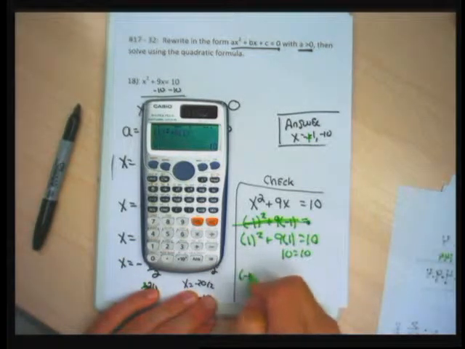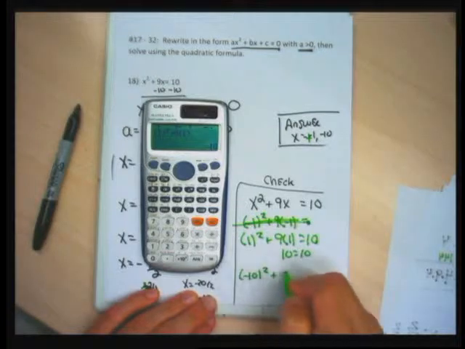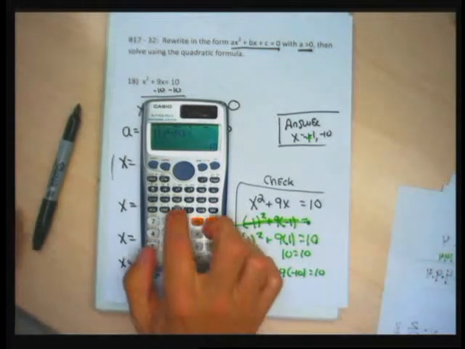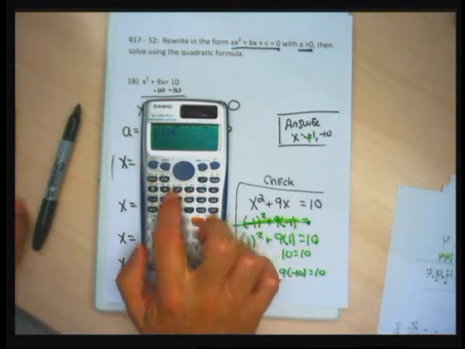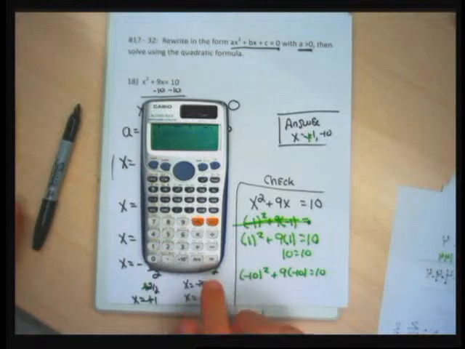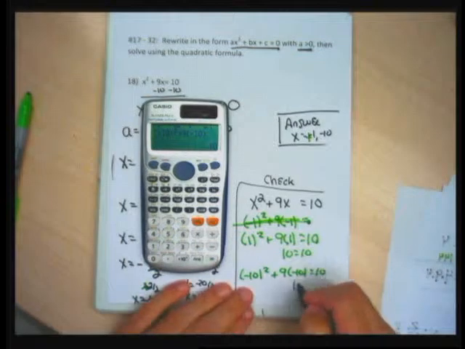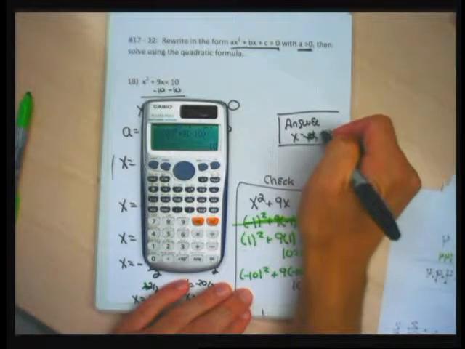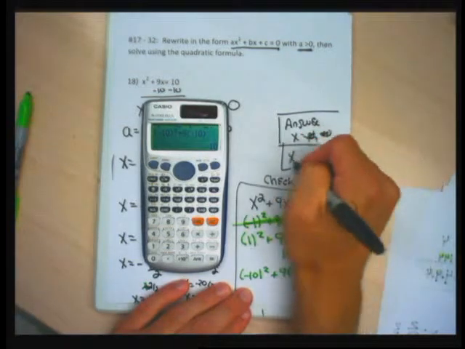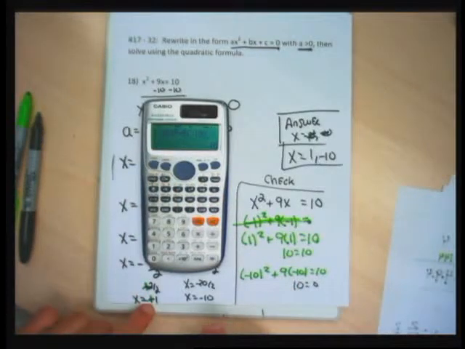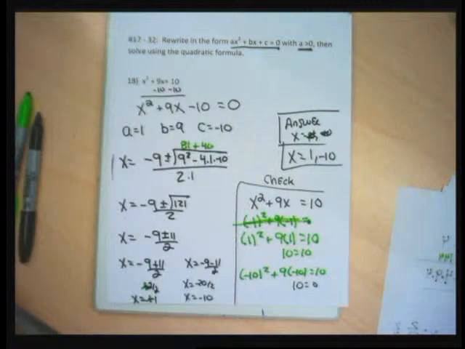Now let me check negative 10. I'll go negative 10 squared plus 9 times negative 10 and see if that equals 10. So negative 10 quantity squared plus 9 times negative 10 equals, and I get 10 equal to 10. So I've checked both solutions, screwed up when I did it by hand. So my answer should be x equal to 1 and negative 10. Blew a sign there, which made the sign wrong on my by hand work.